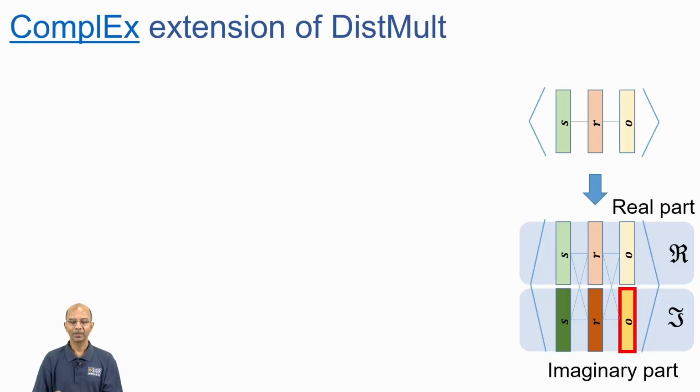Now, there is another way to look at this kind of extension of DistMult, and that's called ComplEx. ComplEx, as the name might suggest, uses complex numbers, just like RotatE did in a previous part of this lecture.